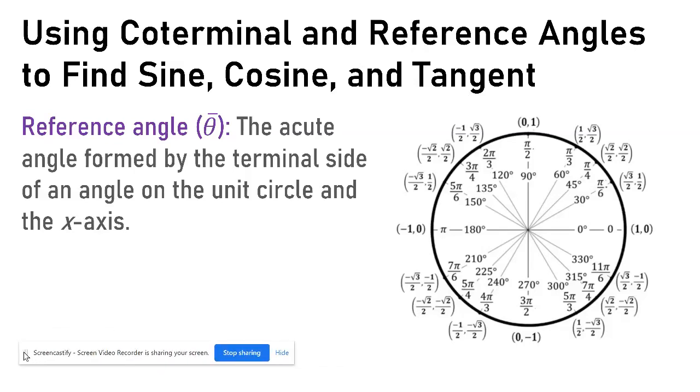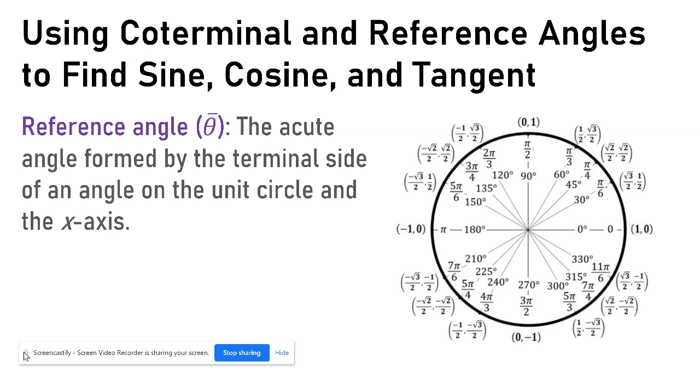Okay, this lesson's on using coterminal and reference angles to find sine, cosine, and tangent. We've already talked about coterminal angles. Those are angles with different measurements that put you at the exact same spot on the unit circle and have the same sine, cosine, and tangent.